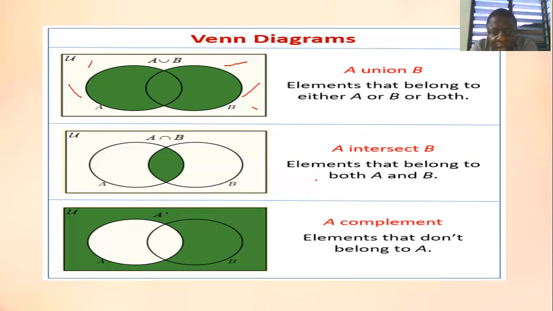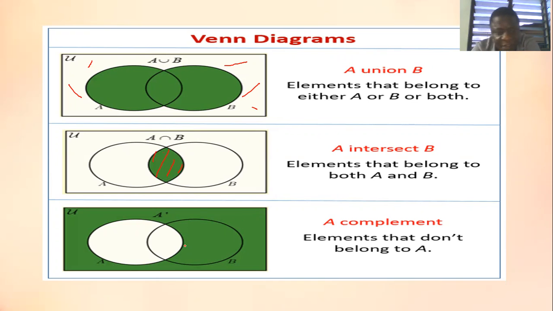Now, when we consider A and B again, they may have some elements in common. When that happens, we say A intersects B, and the intersection is what is represented in the second diagram, the second rectangle, with a green portion here. So this portion represents the elements that are in both A and B.